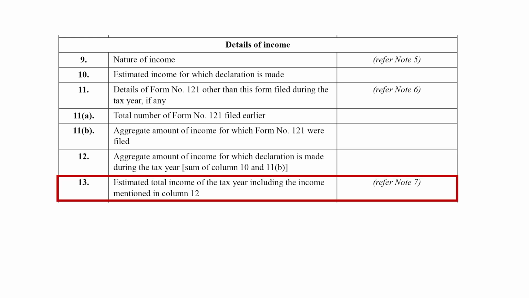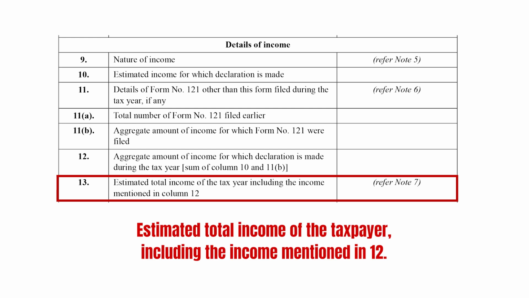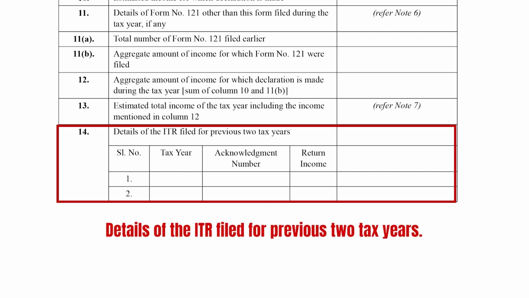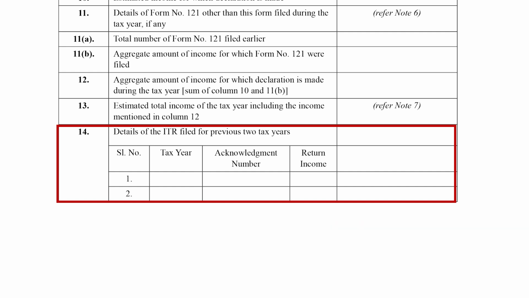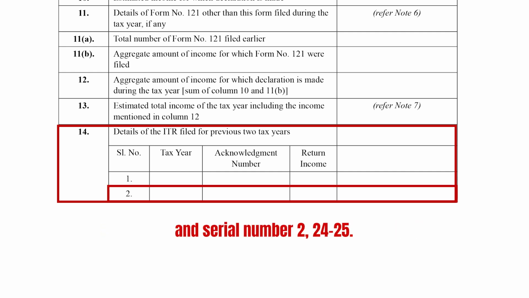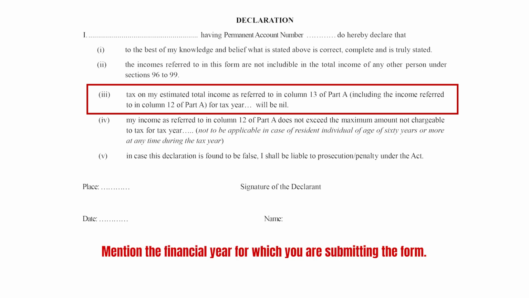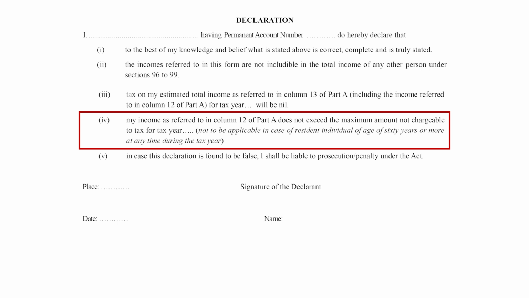Now in serial number 13, they are asking for the estimated total income of the tax year, including the income mentioned in 12. Here, you have to include other incomes for which Form 121 is not provided. Now, in serial number 14, they are asking for the details of the ITR filed for the previous 2 tax years. Tax years is nothing but the financial year. So, for serial number 1, you need to mention 25-26 and for serial number 2, 24-25. In declaration, point number 3, you have to mention the financial year here, and in point number 4 also, you have to mention the financial year here.